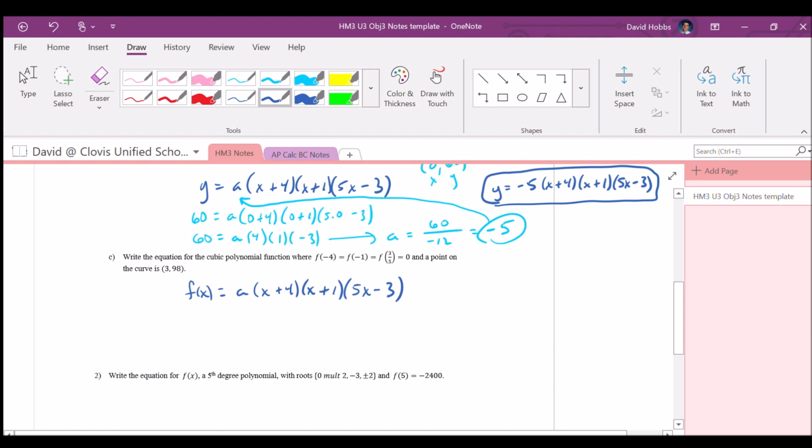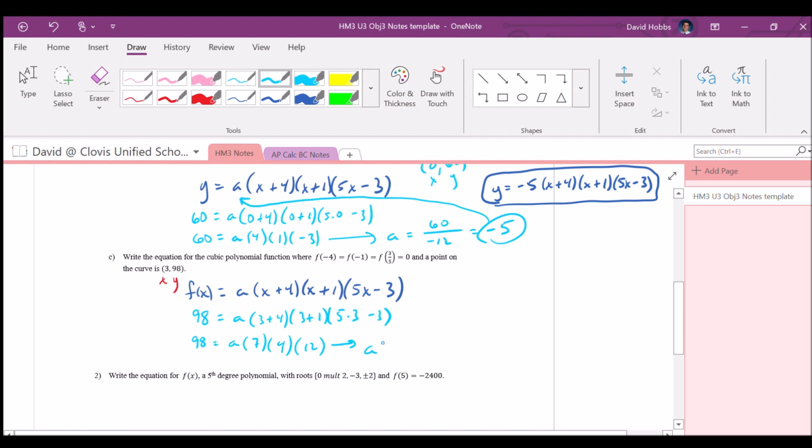Okay, now, did they give us any other information? Yes, a point on the curve is 3,98. So that is an x and a y that must work in the equation. So we're going to plug them in. 98 equals a times 3 plus 4, 3 plus 1, 5 times 3 minus 3. And again, I don't expect you to necessarily do it exactly like this. I would expect that you're going to do, well, 3 plus 4 is 7, and 3 plus 1 is 4, and 5 times 3 is 15, minus 3 is 12.